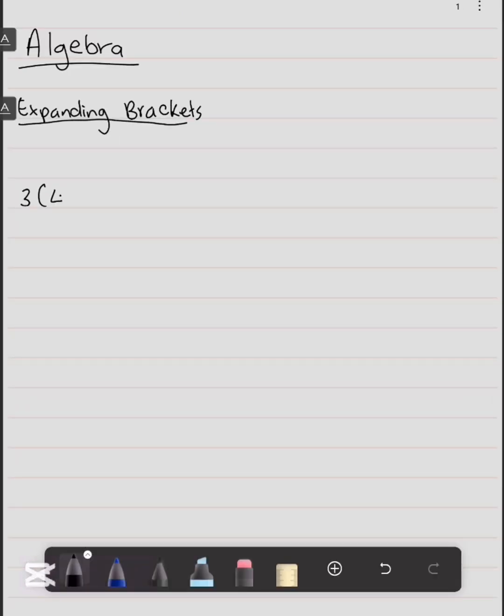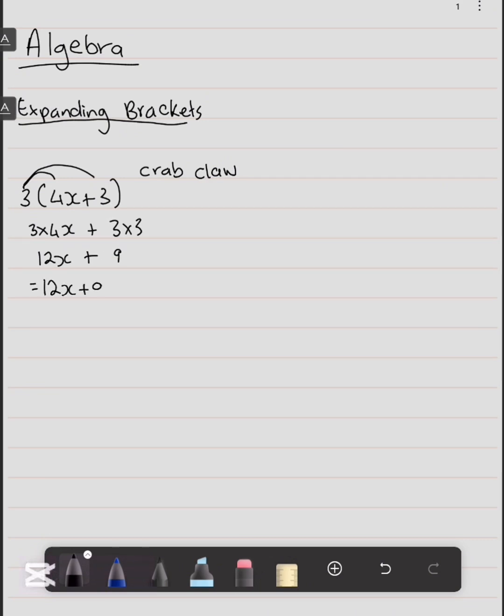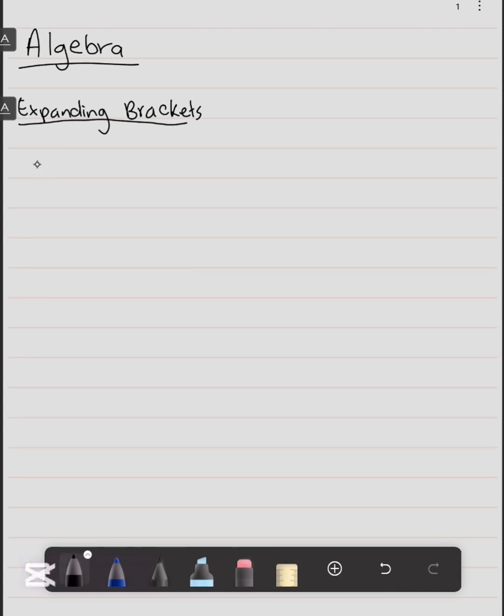Let's start with this: 3(4x + 3). I like to use the crab claw method where you just draw arrows from the first and the second thing inside of the bracket. So 3 times 4x is 12x, and then 3 times 3 is 9. Now you have 12x + 9, and we leave it in that form because they're not like terms.